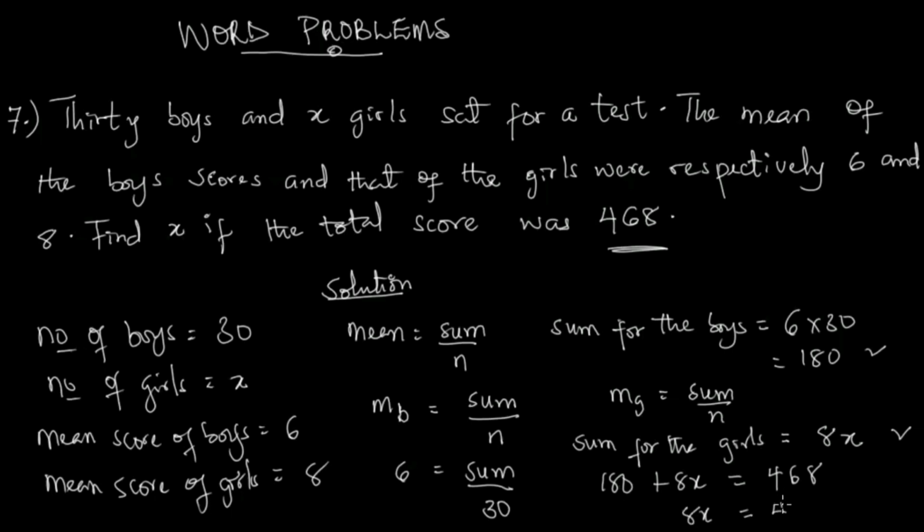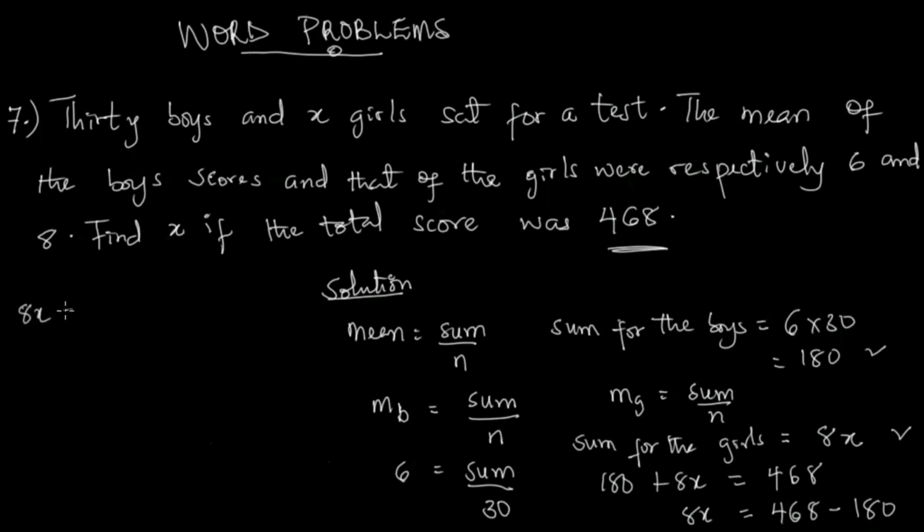Take 180 to the other side: 468 minus 180. We're going to have 8x equals, when we subtract 468 minus 180, 288. Then x will be equal to 288 over 8. And when we divide that, we're going to get our answer as 36. Therefore, we have 36 girls that sat for the test. And that is it for question 7. Moving on to question 8.